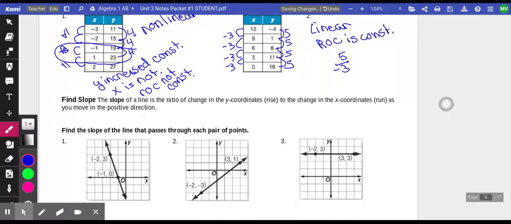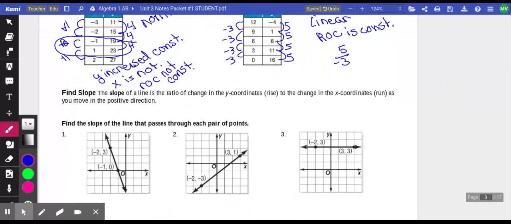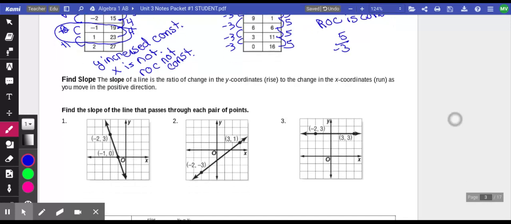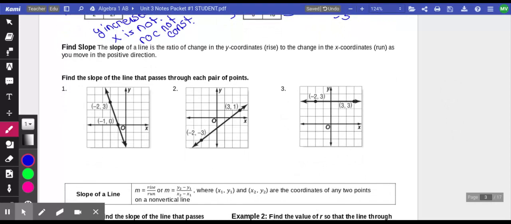Find the slope. The slope of the line is the ratio of the change in y, or the rise, to the change in the x-coordinates, the run. You move in the positive direction. Find the slope of the line. So what I'd like to do is pick 2 points, always start from left to right, and I go down, in this case, 3, right 1. So since I went down 3, that's -3 over 1.